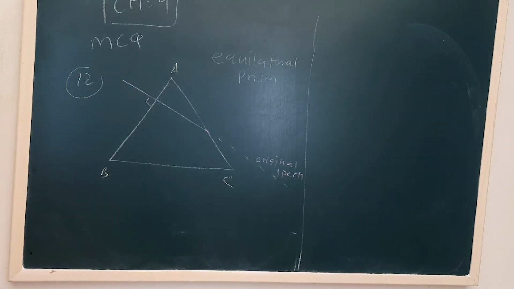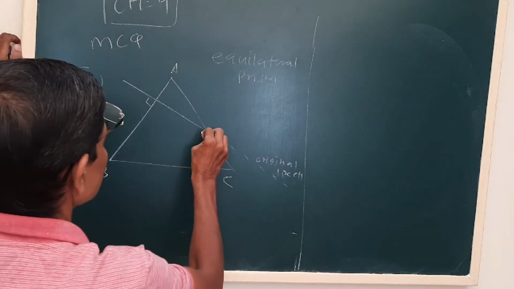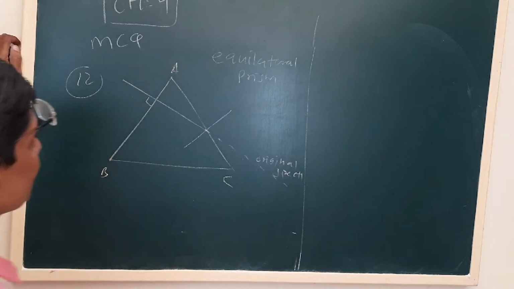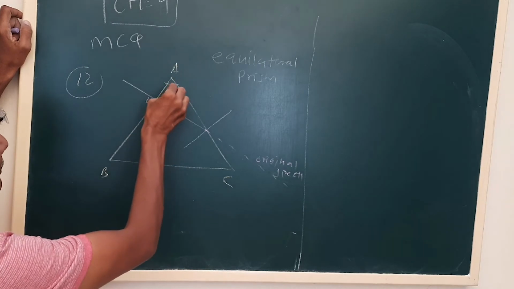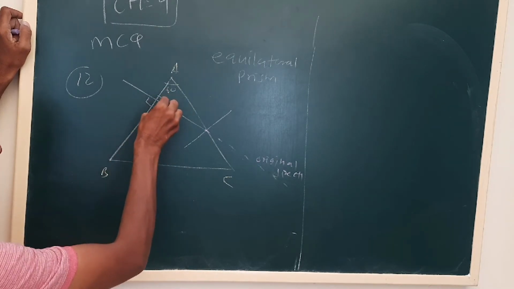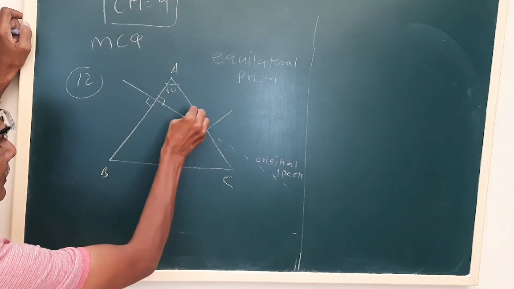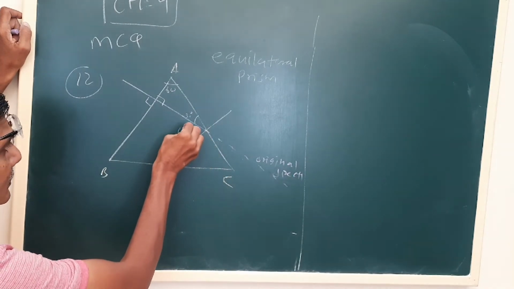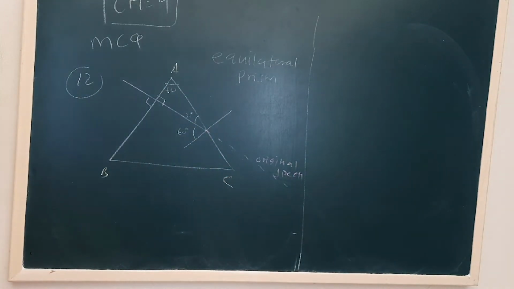Now these are normal to the AC surface. This is 60, why? Because it is an equilateral prism. This also will be 90. This will be 30. What will be this angle? 60.